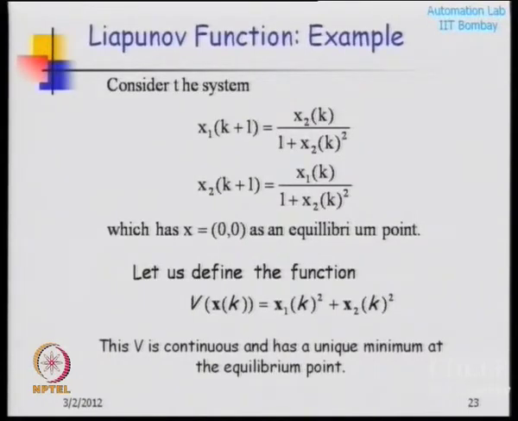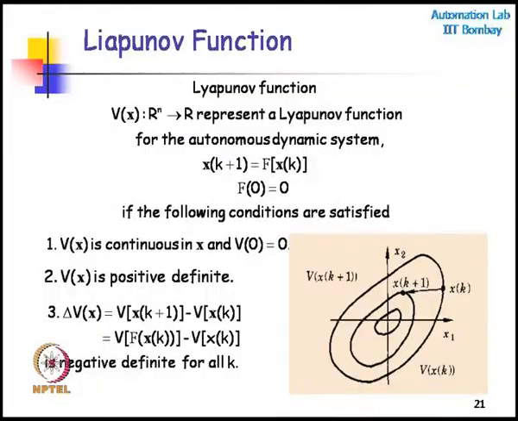Two conditions are satisfied. What is the first condition? X0 is equal to 0. What is the second condition? Let's go back. V of x should be a continuous function of x, which is happening, right? What is the second criteria? It's a positive function. X1 square plus X2 square for any X1, X2 is a positive function. No problem. What about the third one?